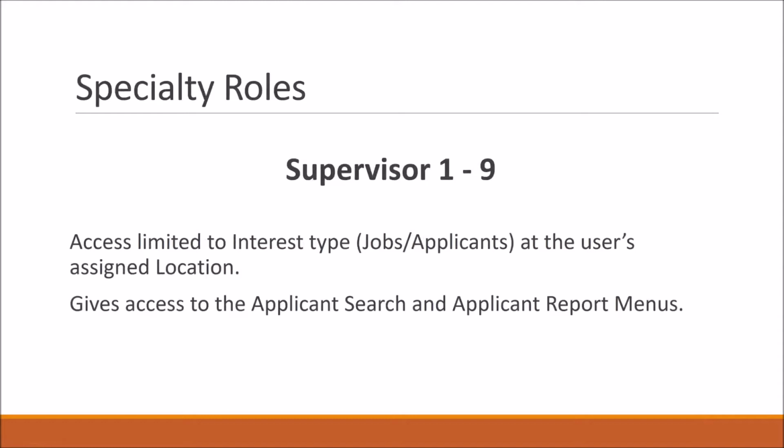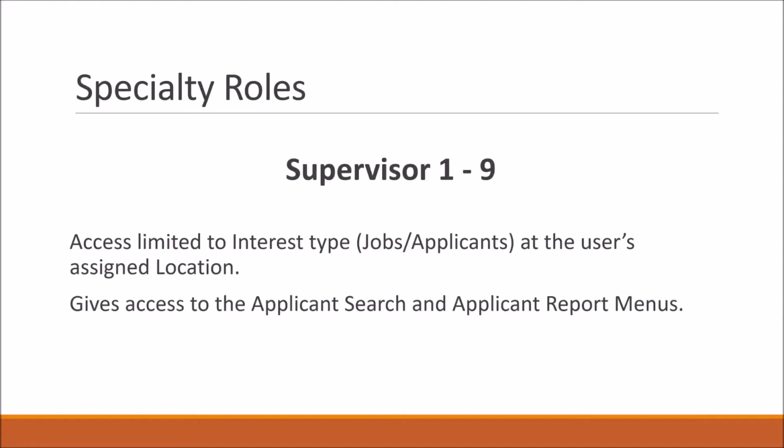Supervisor roles give access limited to that specific interest type, related to jobs and applicants at that user's assigned location. So an example, on my site, interest type 1 is certificated teacher, and I've given access to my user. Let's say his name is Principal Pat, and he works at the high school.